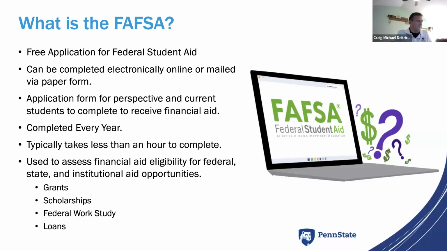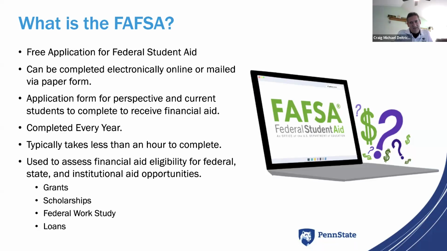All right, so the FAFSA is the application form for both prospective and current students to complete to receive financial aid, and it must be completed every year. So for students that are going to start next fall, that would be the 26-27 academic year. Students currently at Penn State or students that might be starting next summer, that would be the 25-26 academic year. We'll talk about that a little more here shortly.